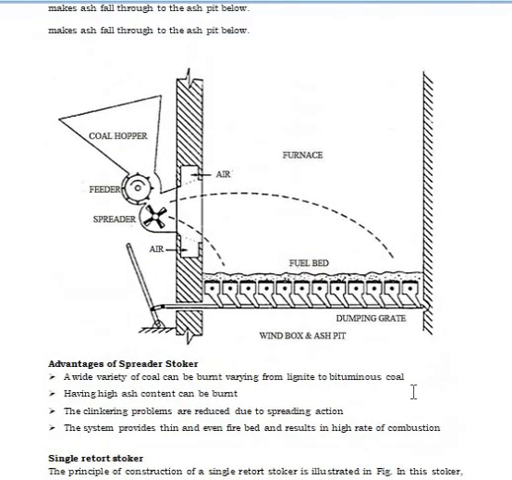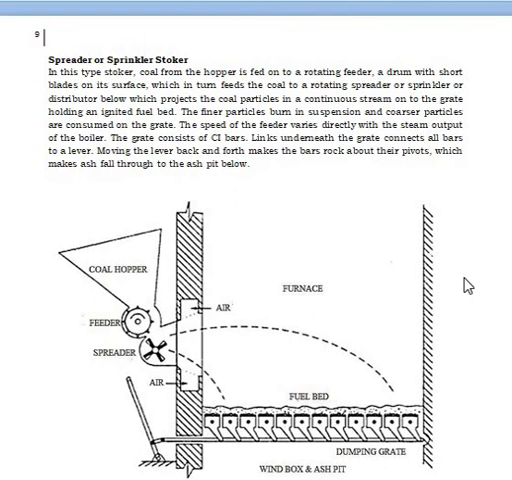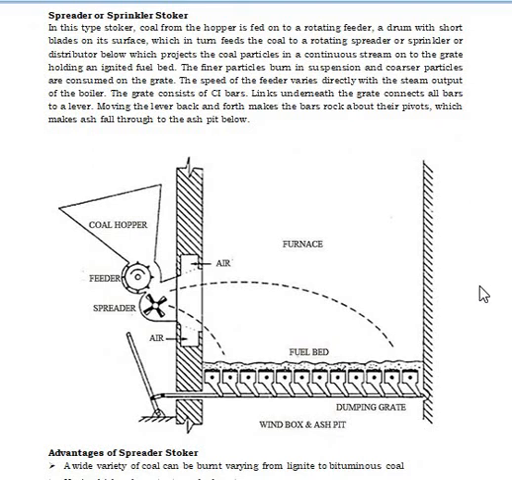Next, you all can see this spreader or sprinkler stoker. By viewing the figure itself, it indicates that coal from the hopper is fed. You all can see the coal hopper here. Coal from the hopper is fed onto the rotating feeder. You all can see the feeder, which is a rotating drum with short blades on its surface, which in turn feeds coal to a rotating spreader or sprinkler.